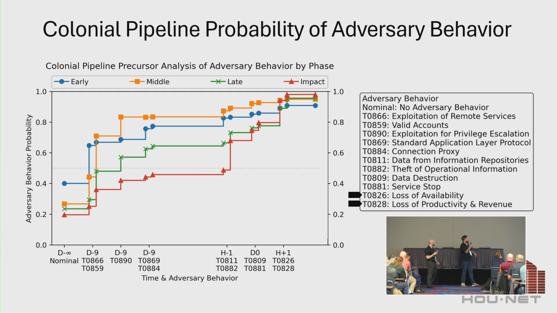Yeah, and I just want to correct myself. That was 9 days before with Colonial, not 51. I was wrong. But you can still see, if you're a decision maker and your SOC guy comes to you one day and he's like, I'm not sure, I can't tell if this is a valid account or not, and we've got some weird remote services being used, you can see that gets the early and middle up to about 75%.